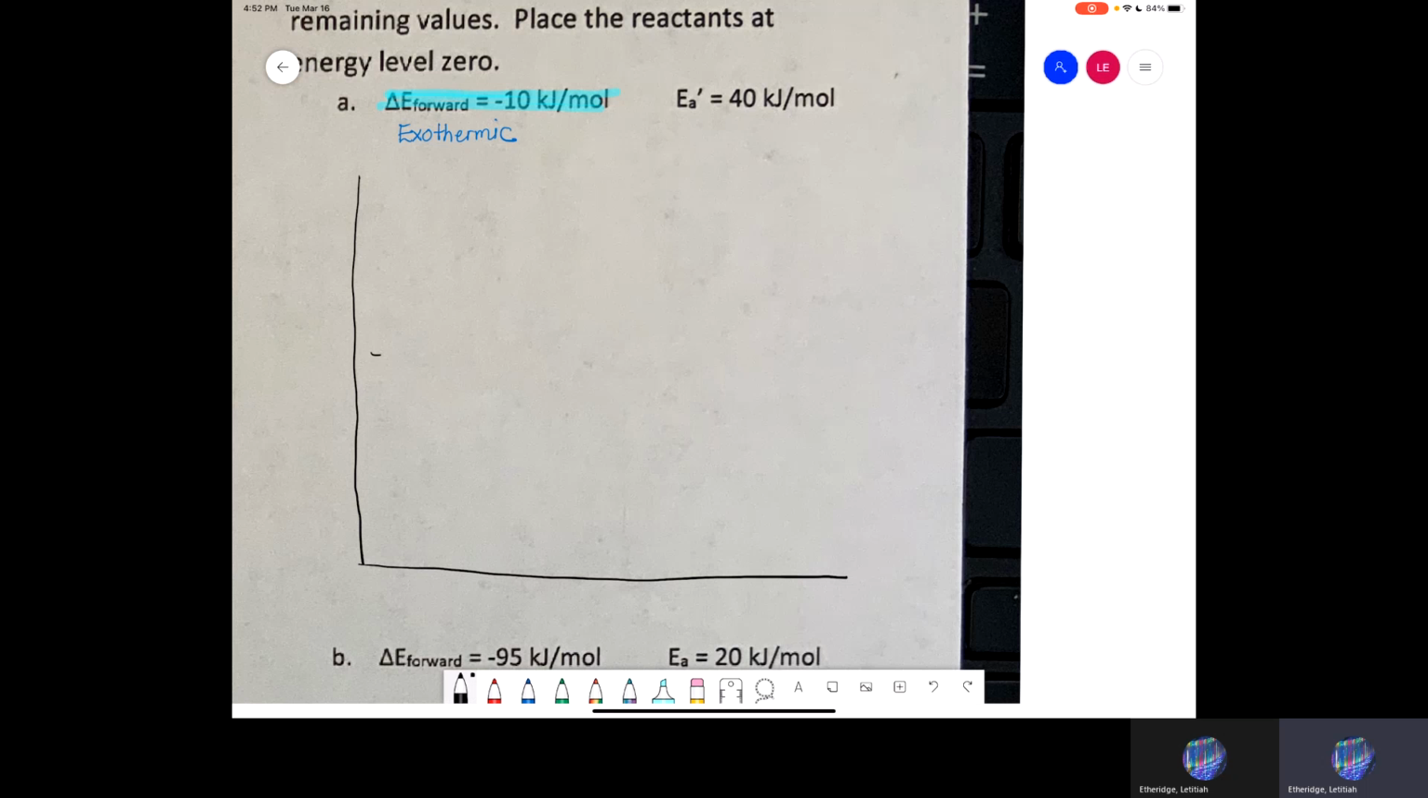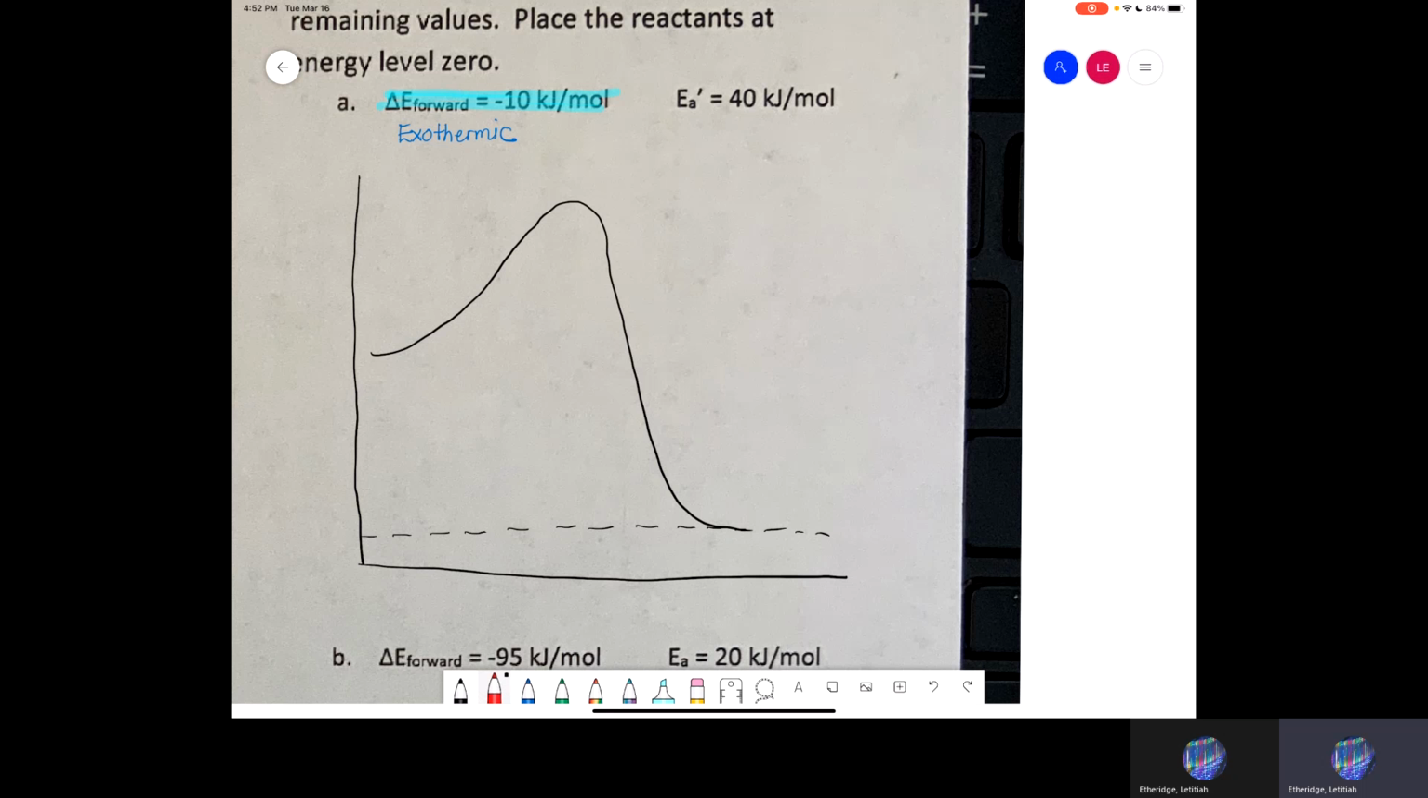So I'm going to put my reactants here. We go up to the activated complex. We go down, and now we are at the products. Okay, so that is what your initial graph should look like for an exothermic reaction every day, all day. All right, so now what I'm going to do, I'm going to draw some lines just to orient myself. Okay, so I'm going to draw a line here.